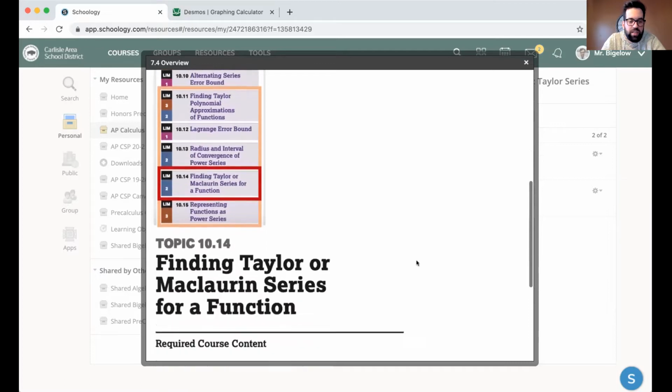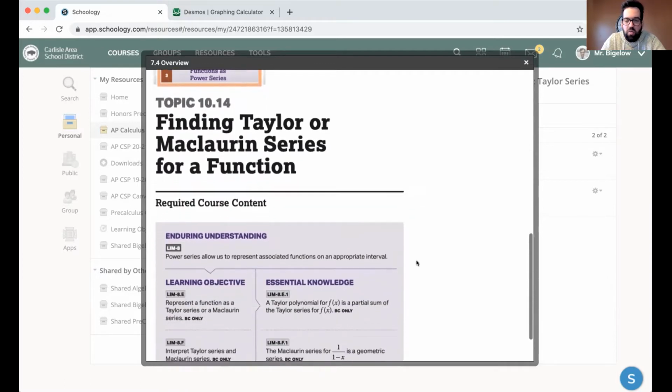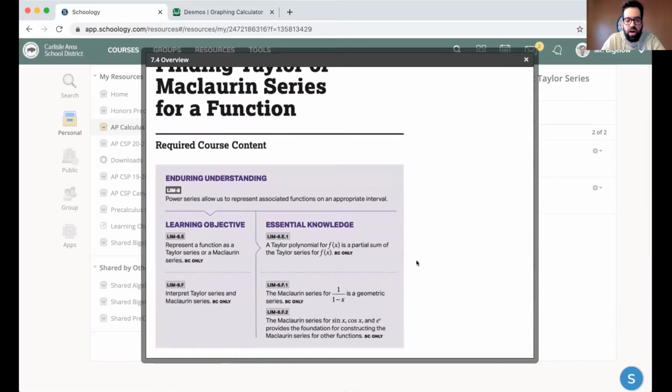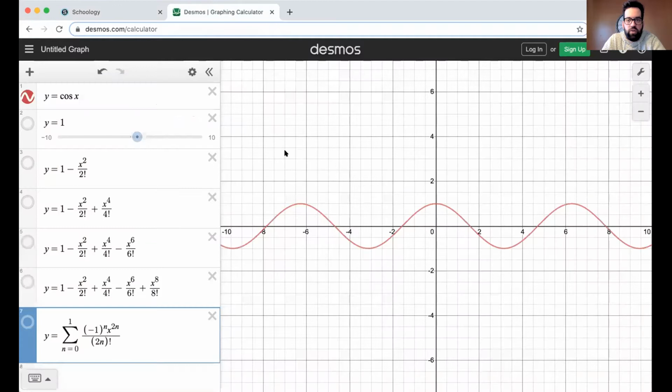But today we're going to be talking about Taylor series, which is an extension of Taylor polynomials. And you can see that here in this essential knowledge. A Taylor polynomial for f of x is a partial sum of the Taylor series for f of x. We're going to get into some more of this essential knowledge a little bit later, but I wanted to visualize this for you with Desmos.